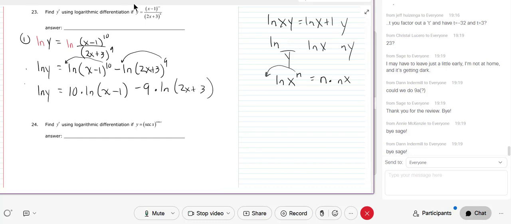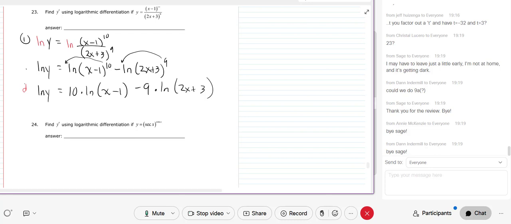Step two is now you're going to do the derivative of both sides, and you're going to do this implicitly. You can kind of do this in your head. You're just doing the derivative of both sides of this equation. If you do that, the derivative of ln y is 1 over y, because remember, the derivative of ln x is 1 over x. However, the variables x and y don't match, so you have to multiply that by dy over dx.